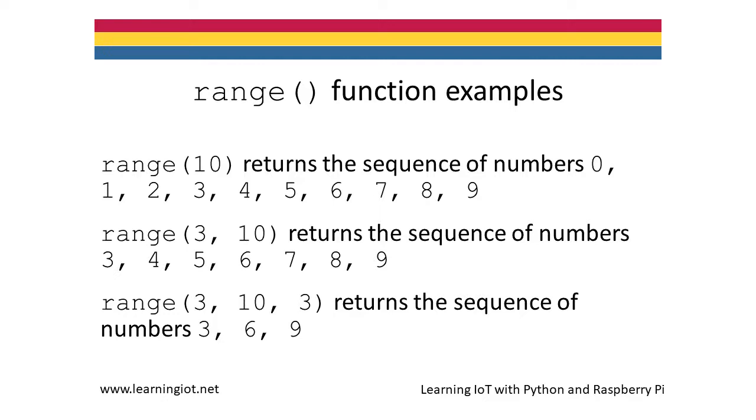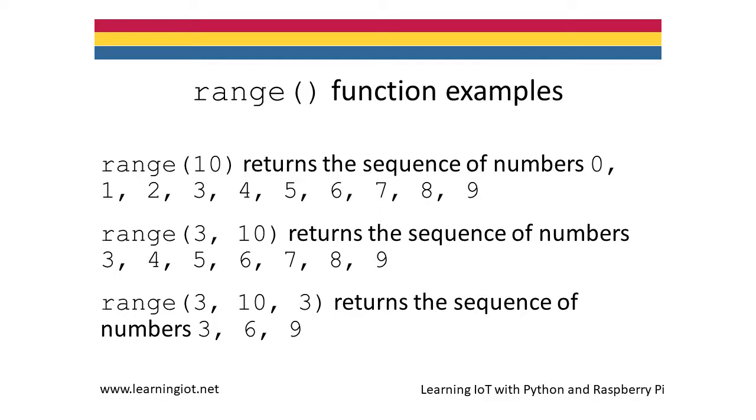of the stop value. If the range function is passed arguments of 3 and 10, a sequence of integers from 3 through 9 in steps of 1 is returned. Again, the default step value is 1. If the range function is passed arguments of 3, 10, and 3, a sequence of integers from 3 through 9 in steps of 3 is returned. That is, the sequence will be 3, 6, and 9.